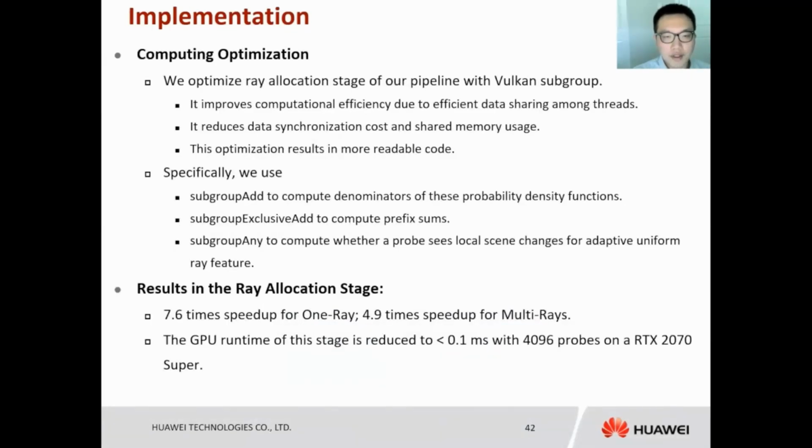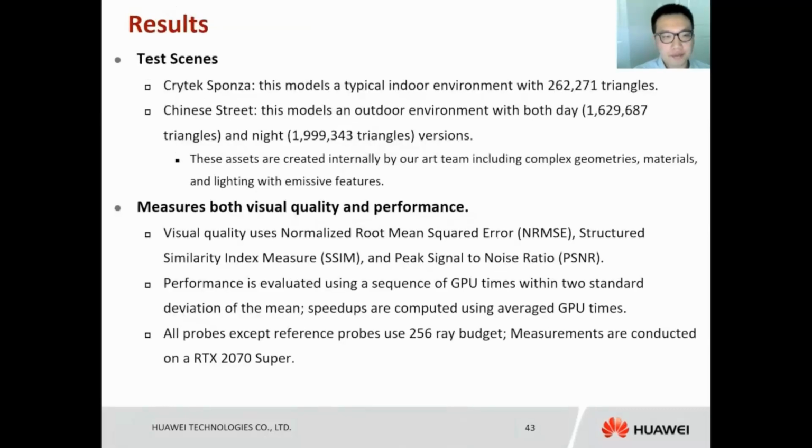For our computing optimization, we use Vulkan subgroups to reduce data synchronization costs and share memory usage. We use these to compute the denominators of the PDFs, compute the prefix sums, and to compute whether a probe sees any local scene changes. And combined, these memory and computing optimizations provide a 7.6 times speedup for one ray and 4.9 times speedup for the multi-rays, and help us reduce the GPU runtime of the ray allocation stage to less than 0.1 milliseconds with 4K probes.